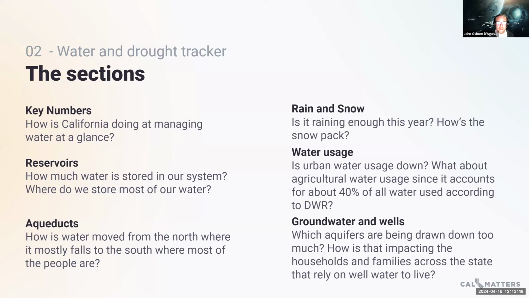Aqueducts. I don't think many people really appreciate just how insane it is, the water infrastructure that we have in the state, and how we move water from one part of the state all the way to the other in this web of aqueducts and pump stations connecting to all these various reservoirs throughout the state. And we really wanted to explain that visually to our readers, which we'll also get into a little bit more. We experimented with some, what I think is some interesting storytelling to take people on a journey, starting from the source in the mountains and coming down to Southern California.